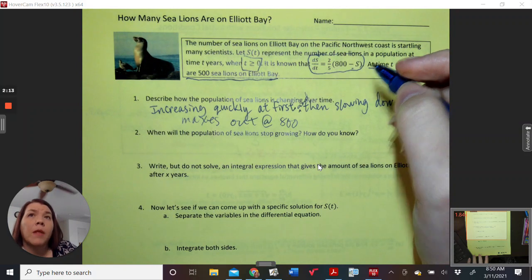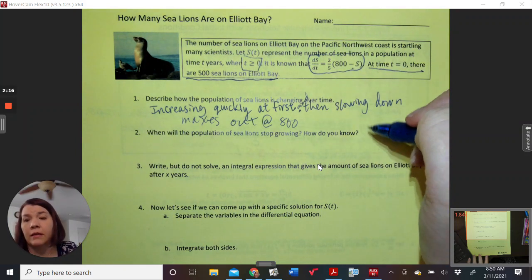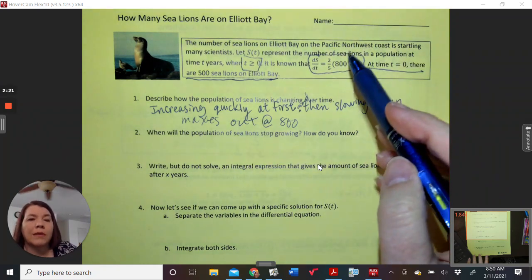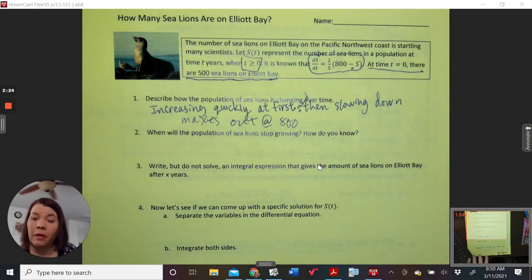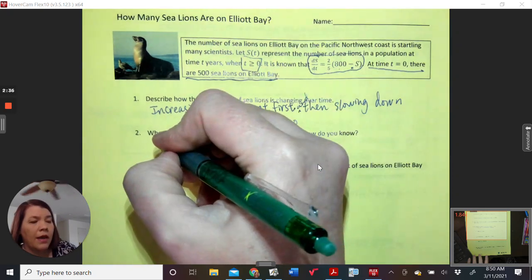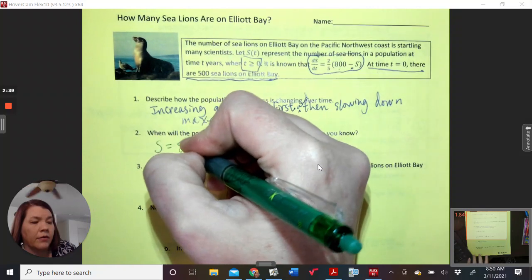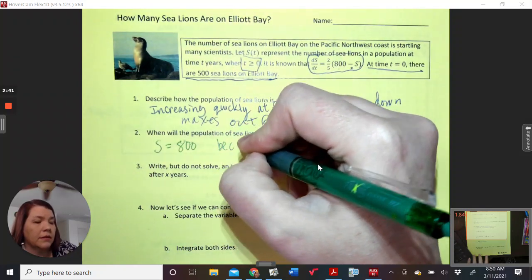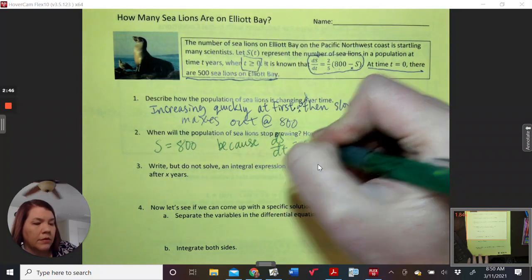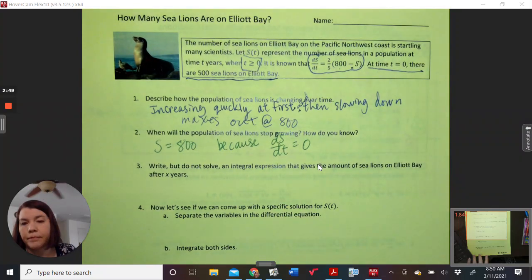Okay. When will the population of sea lions stop growing? The max is at 800, and that's because of this right here. This 800 minus S is telling me the population is maxing when it gets to 800. And how do we know? We'll stop growing when S equals 800 because dS/dt will equal zero then. So it's going to stop growing then.